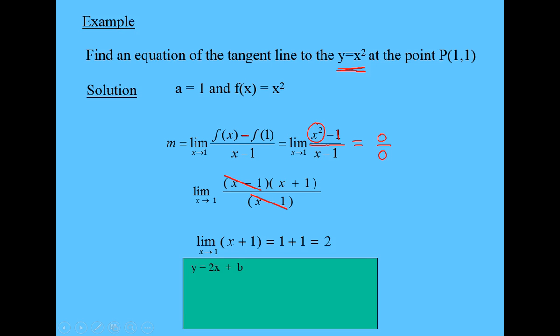To find the equation of the tangent line, we know the slope of the tangent line would be 2. We know a point on that line would be at P, 1, 1. So we could replace x and y with 1, 1, solve for b, and we have the equation of our tangent line.